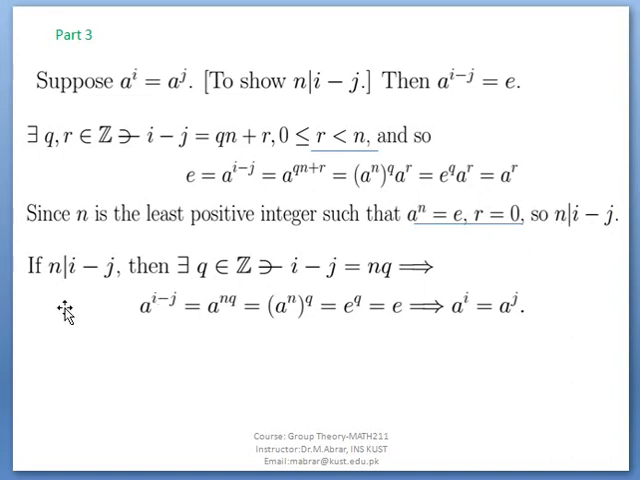Okay, so that's it. On the other hand, if we assume that n divides i minus j, then by division of integers, this can be written as i minus j is nq, and if we replace this i minus j by nq, we can write a^i is equal to a^j.